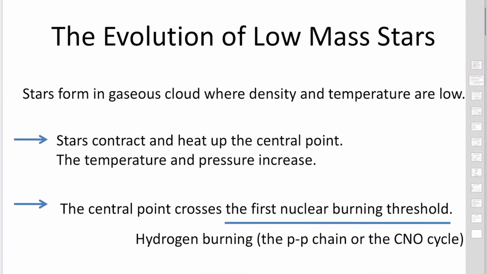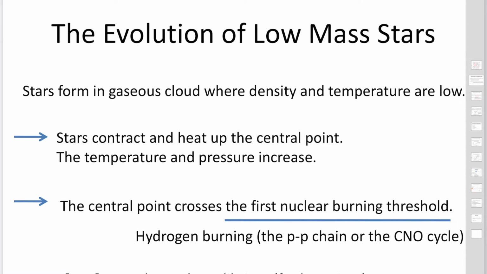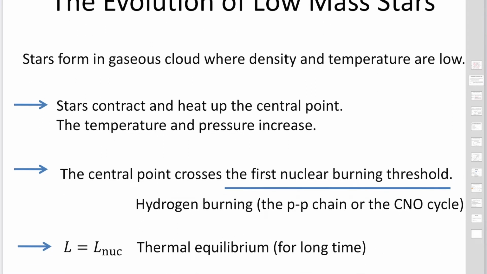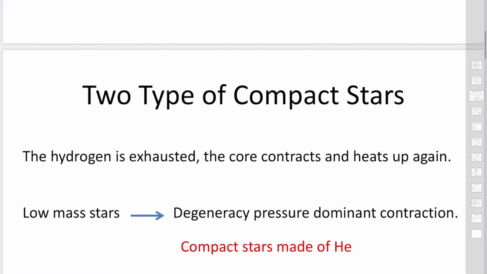So I explained this one. Evolution of low mass stars. Stars form in the gaseous clouds where density and temperature are low. Stars contract and heat up the central point. Temperature and pressure increase. When the central point crosses the first nuclear burning threshold, hydrogen burning starts. It takes a really long time. Thermal equilibrium is maintained for a very long time. So in this case, luminosity is equal to the generation of the energy at the central point, the nuclear reaction.